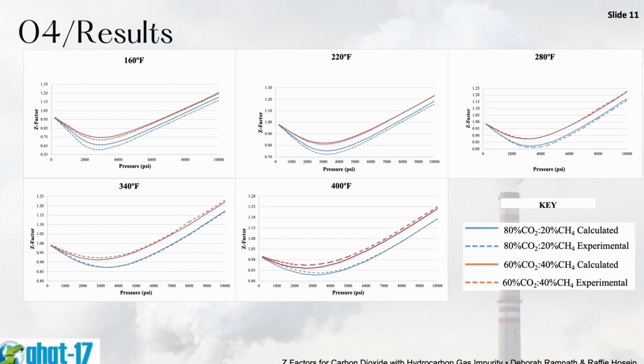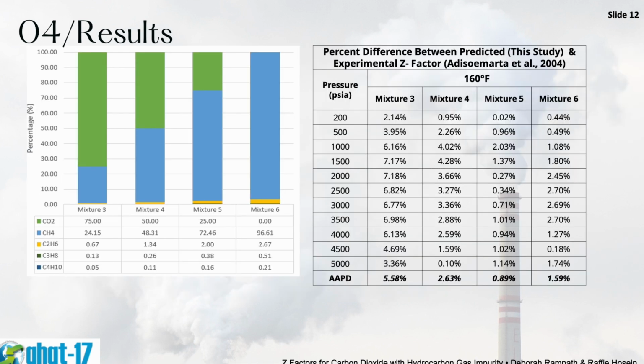In our previous mixtures, we looked at carbon dioxide and methane. We'll now be looking at a mixture of carbon dioxide and dry gas taken from a natural gas reservoir for mixtures 3 to 5, and mixture 6 will be that of the pure dry gas. Here we see mixtures 3 to 6 and the various pressures investigated at a temperature of 160 degrees Fahrenheit. From analysis of the results, we see that less than 10% percentage difference was observed, and average absolute percentage difference ranged between 0.89% to 5.58%.